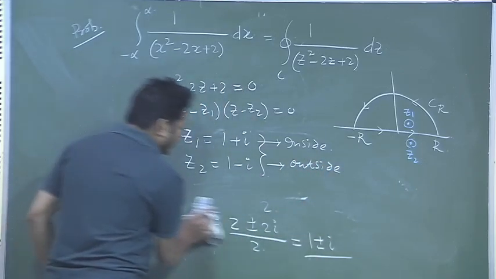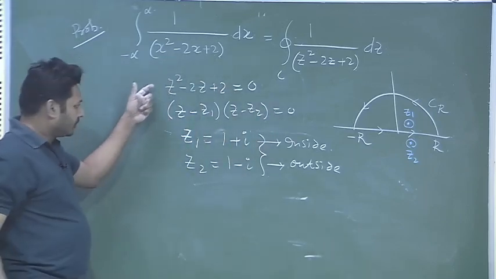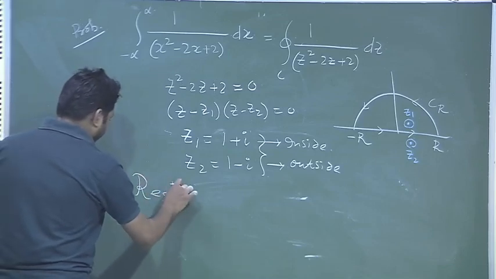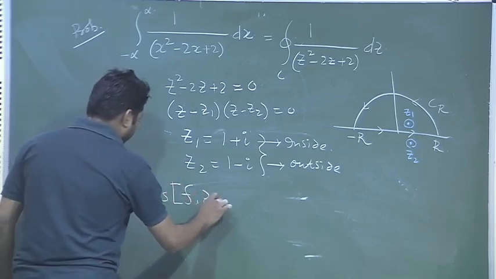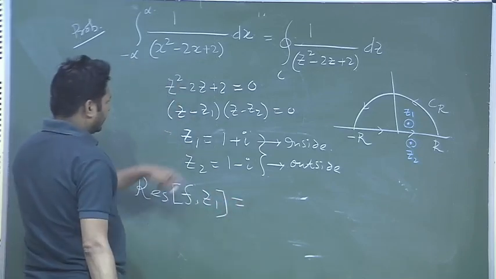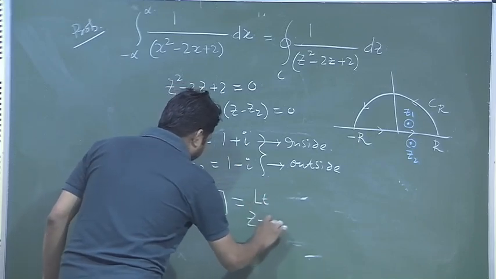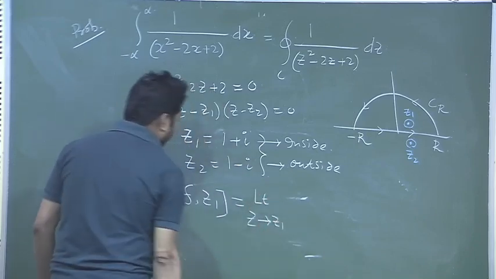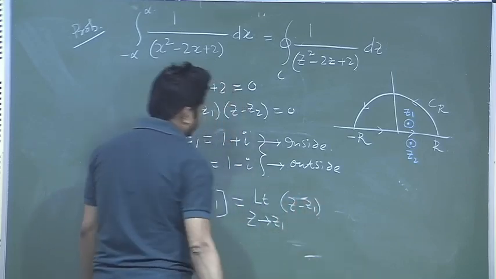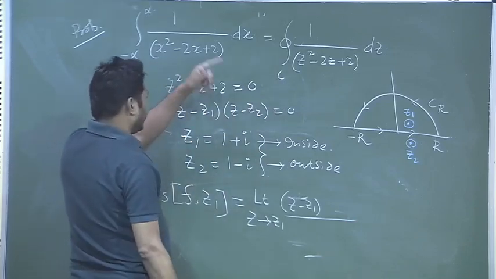So, I know which point is inside and which point is outside. Next is to find out the residue. The residue of this function at Z1 point, Z1 is inside, is the limit as Z tends to Z1 of (Z minus Z1) multiplied by the function, which is 1 divided by that.